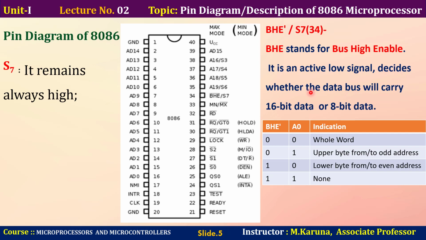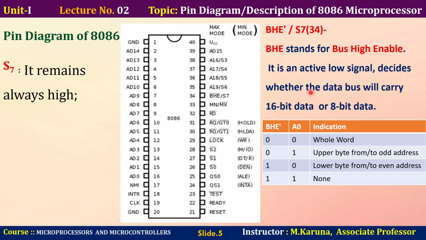Next, let us see test pin. This is active low signal. It is used in conjunction with the wait instruction. That's what we can say this is active low signal. Whenever this signal is low, then signal will be activated. Okay, so this signal is used to test the status of math coprocessor 8087. That is in case of multi-processor environment.